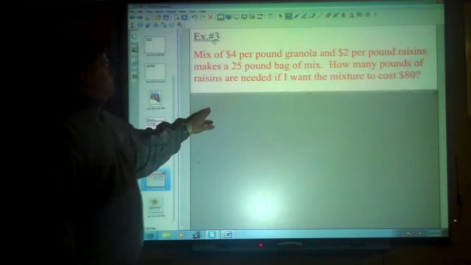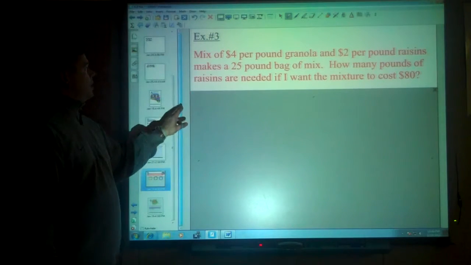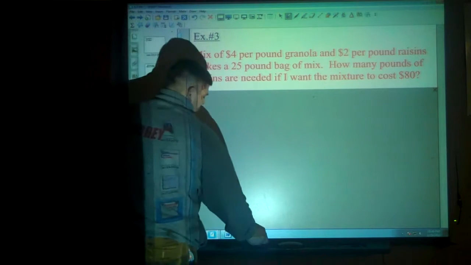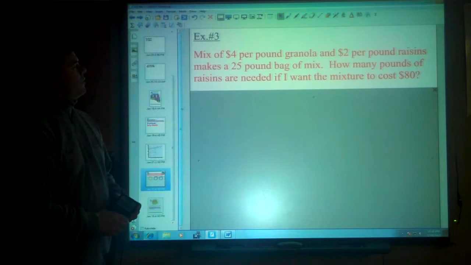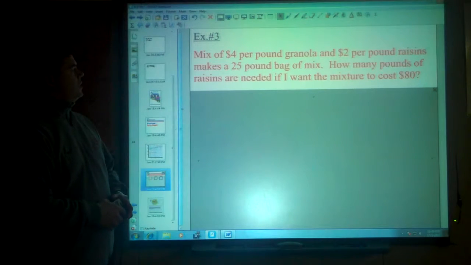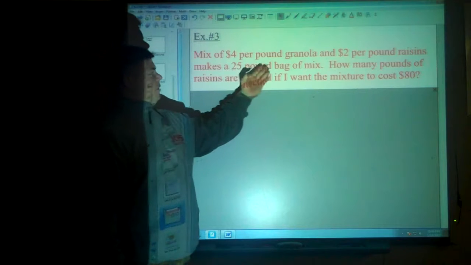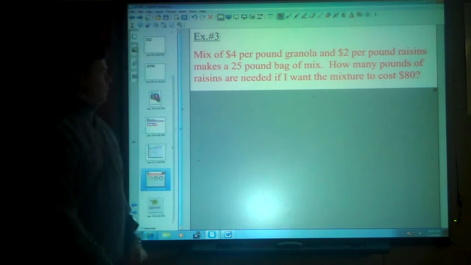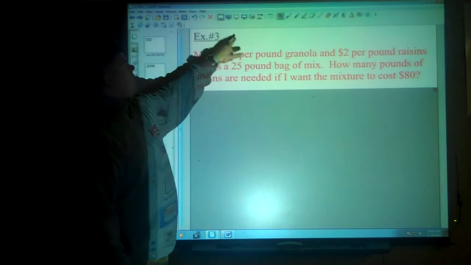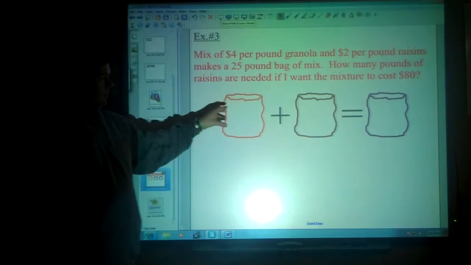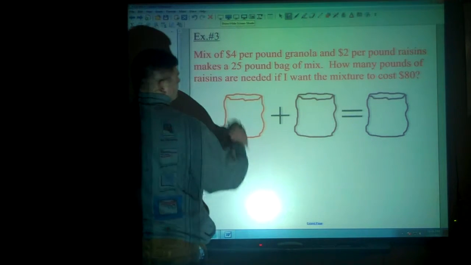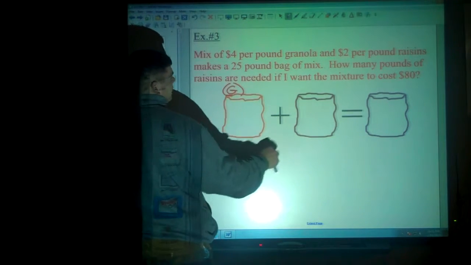One more example, another mixture problem. Similar to the mixture problem we used with the saline solution. It says we have a mix of $4 per pound granola and $2 per pound of raisin to make a 25-pound bag of the mixture. How many pounds of raisins are needed if I want to make a mixture that costs $80? Well, let's go back to the same concept. These are the bags. We know we have granola and we have raisins.